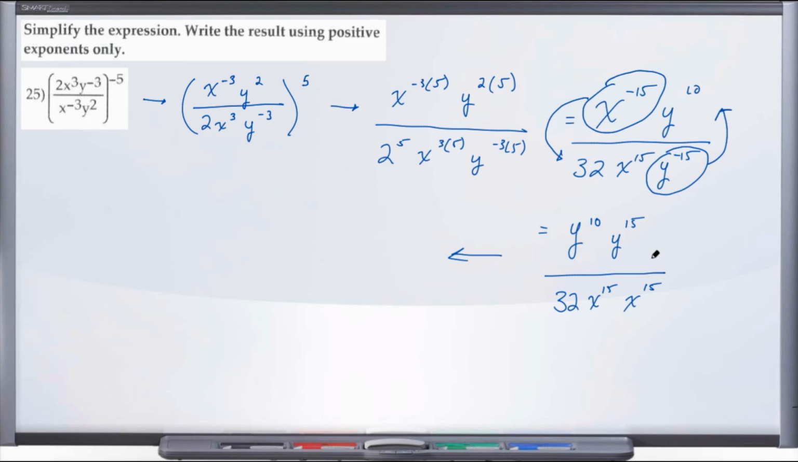And so now you just have to remember the rules from just a few questions ago. I think it was maybe 20, right around there, when we multiplied like bases, right? Because now we have y to the 10th times y to the 15th. These are like bases, both are y. So what do we do with the exponents? We add. So y to the, well, 10 plus 15 gives us 25 over 32, and x to the 15th times x to the 15th, again, like bases. So what do we do with these exponents? We add. So we end up with y to the 25 over 32x to the 30.